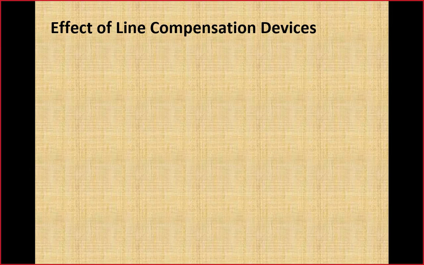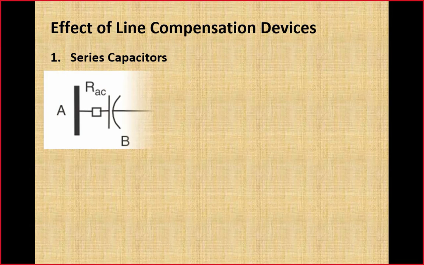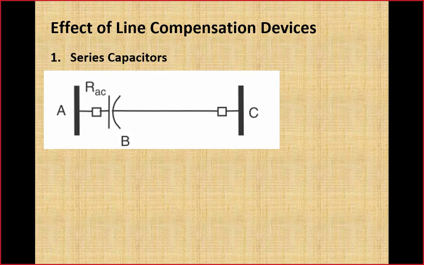Now let's start our discussion regarding the effect of line compensation devices. First of all we discuss the series capacitors. Here in this one line diagram, a series capacitor has been shown with the transmission line. According to the calculation and analysis, the most feasible place for this series capacitor for line compensation will be the midpoint of the transmission line. But that is not possible to do.